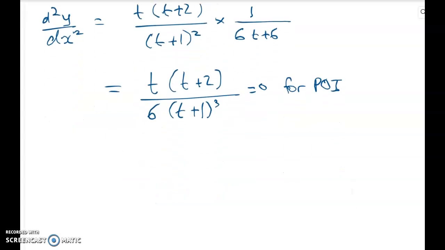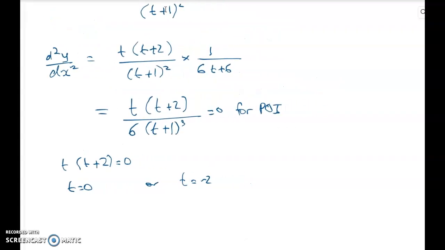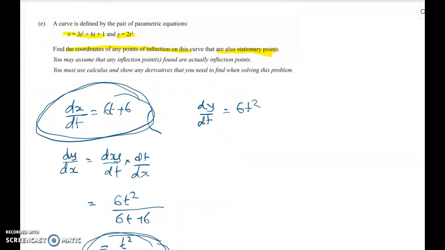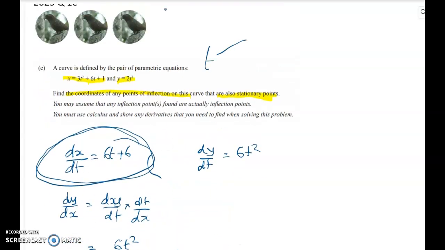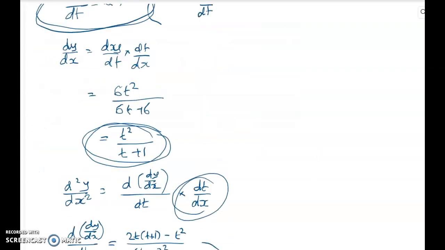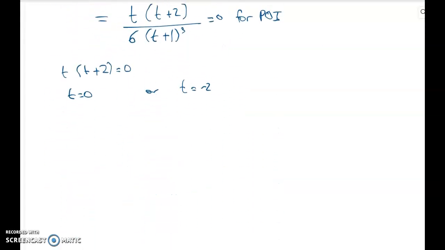That means that all we have to do is to solve the numerator equaling 0. So t is equal to 0, or t is equal to -2. We go back to the start of the question to get our coordinates of the point, right? Because we've got t affecting x and t affecting y. So we're going to substitute into those two equations. Right, I'm going to do this quickly and just jump straight to the answer.